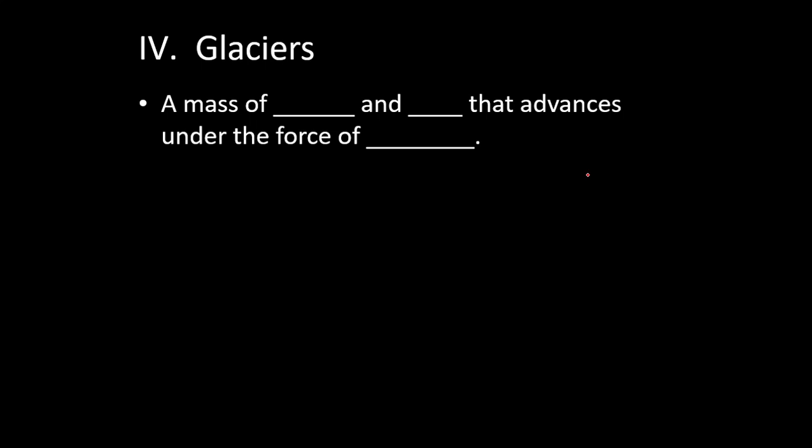Okay, ladies and gentlemen, welcome back. This is the last part of topic 9 and 10. This is going to be Roman numeral 4, glaciers, and it should be fairly quick. So, what is a glacier?